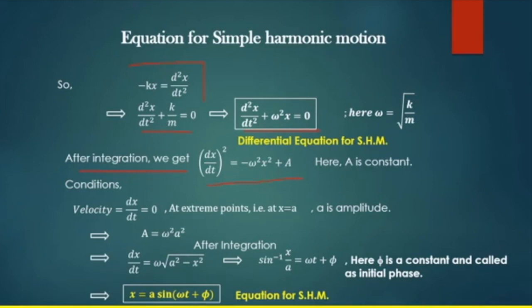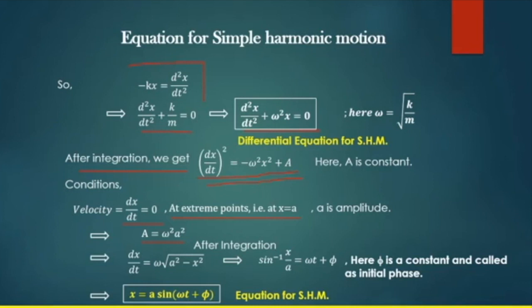Now, because the particle is moving around a fixed point to and fro, when the particle is at the extreme point, that is at x equal to A, where A is the amplitude, the velocity of this particle will be 0. So dx/dt will be 0. Now putting dx/dt equal to 0 and x equal to A in this equation, we will get the value of a equal to omega square A square.